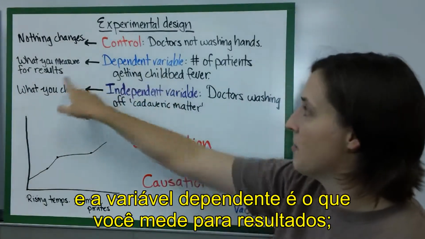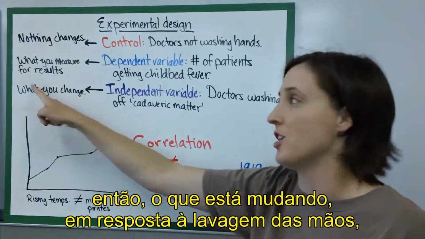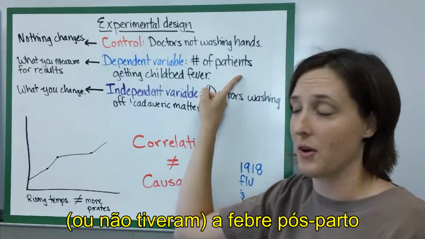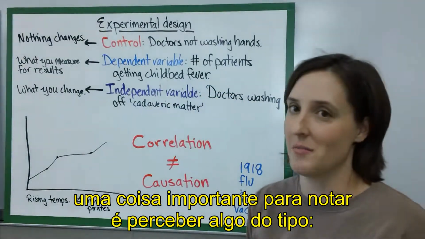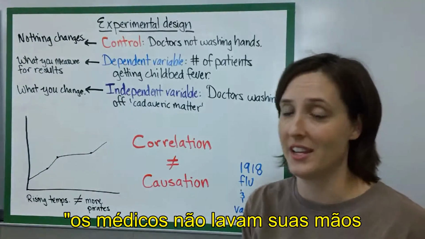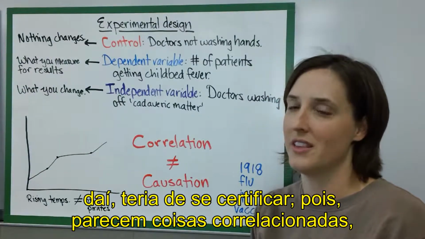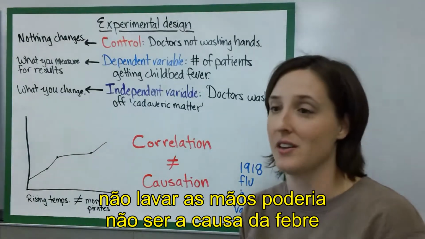And the dependent variable is what you measure for results. So what is changing in response to the hand washing? Well, it's the number of patients who are getting or not getting childbed fever. An important thing to note is that if you're noticing something like doctors not washing their hands and people getting sick, you have to make sure that, they seem linked, these things, but they might not cause each other. A might not cause B, right?